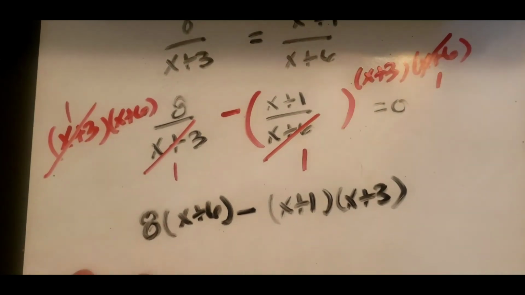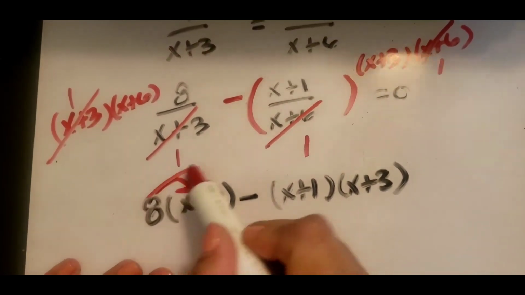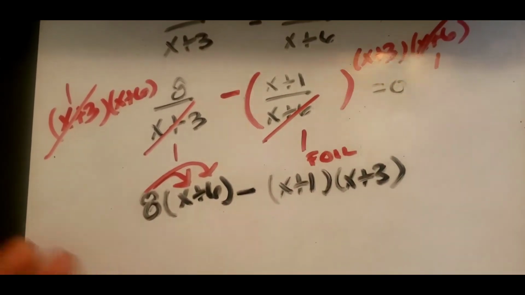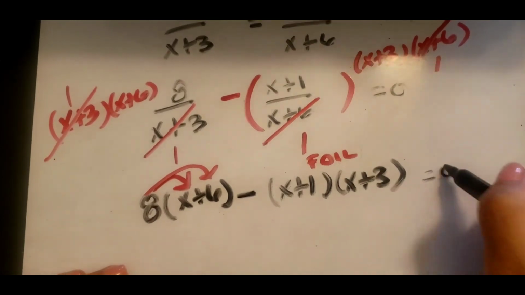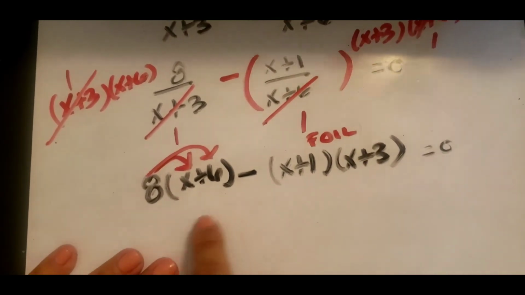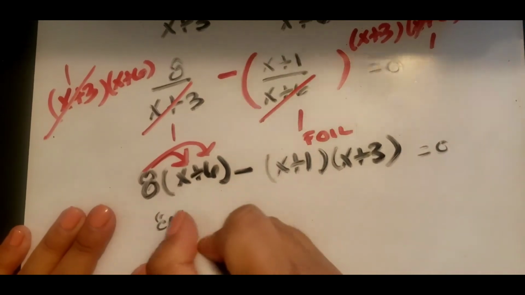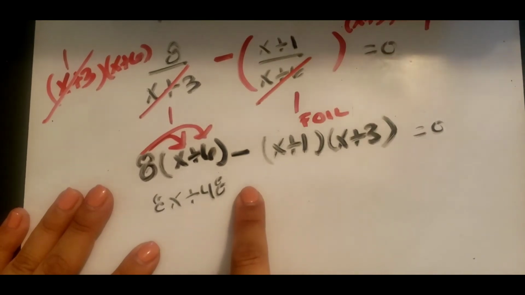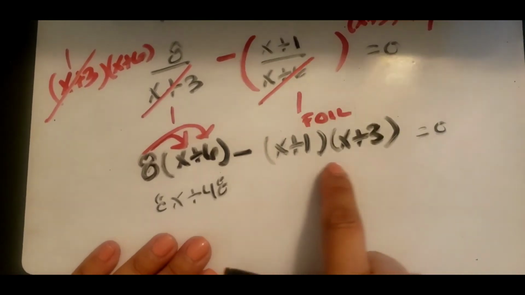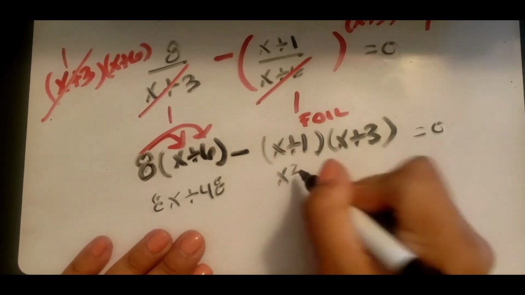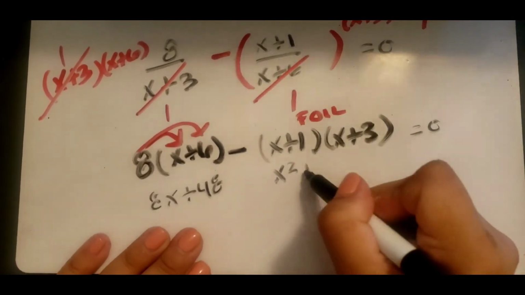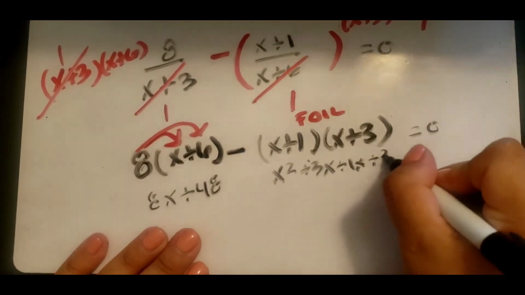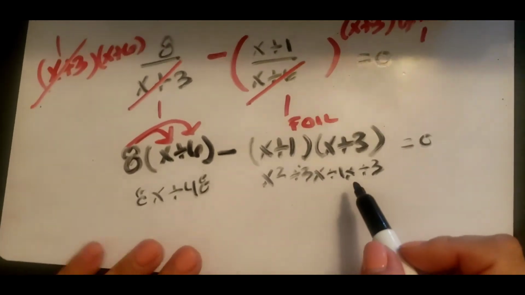Okay, then ready? Distribute the 8. And then over here, we have to do FOIL. And by the way, equals 0. So we're going to distribute the 8. This is going to be 8x plus 48. And over here, I'm going to ignore the subtraction for now, and I'm just going to do FOIL. So x times x is x squared. x times 3 is 3x. 1 times x is 1x. And 1 times 3 is 3. And then combine like terms.